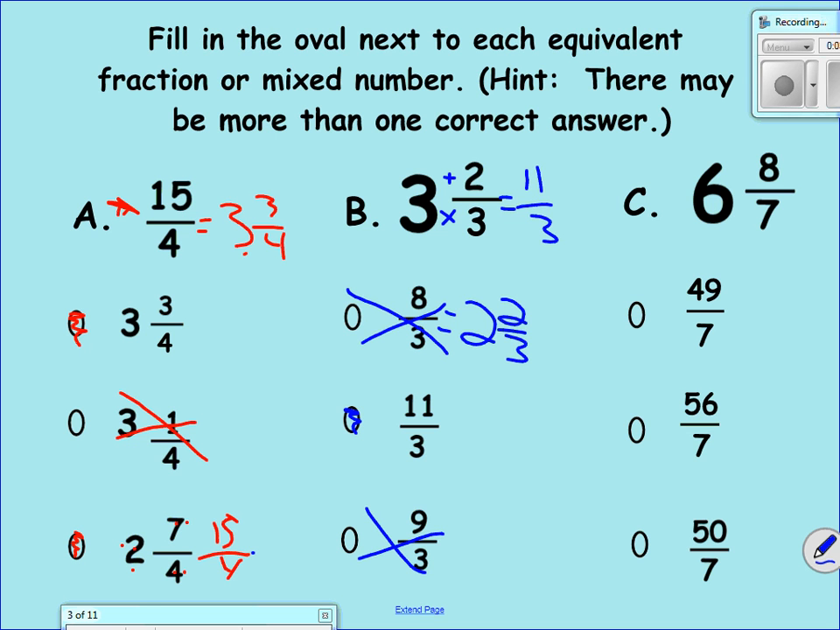Let's move over. 6 and 8 over 7. Once again, this problem, I'm going to change colors again. This problem's a lot like this problem down here, because we have a mixed number and the 8 on top. So let's change this into an improper fraction. 6 times 7 is 42, plus 8 gives me 50 over 7. That means 49 can't work. That means 56 can't work. That means 50 over 7 is my only answer. All right, let's keep going.